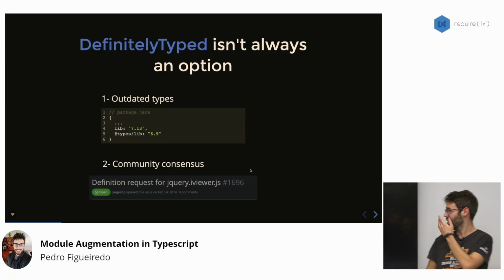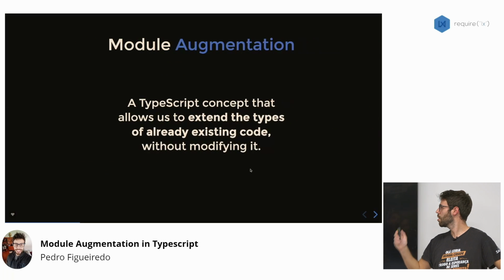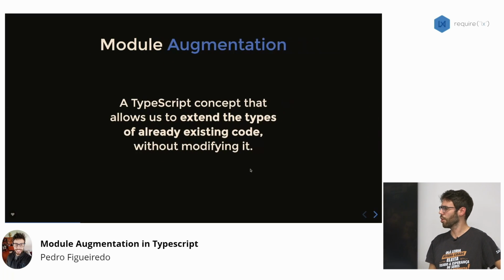Not ideal. Awesome. So what can we do in these situations? That's where module augmentation comes in really helpful. Module augmentation is this thing that allows you to extend the types of a lib without touching the lib's code at all.